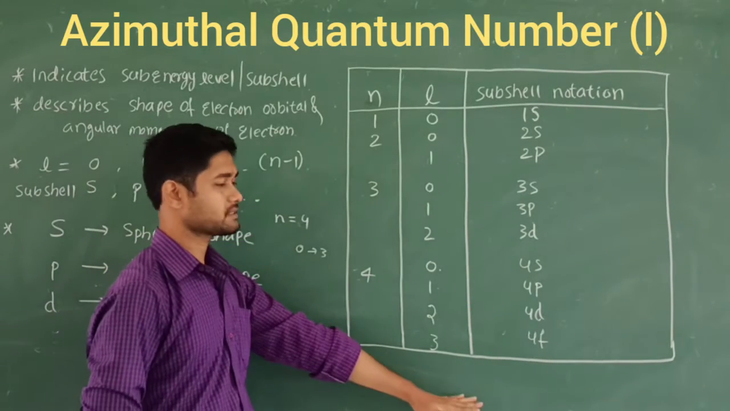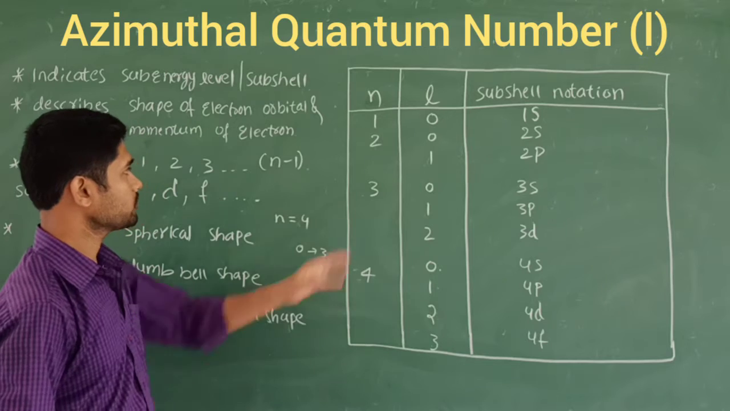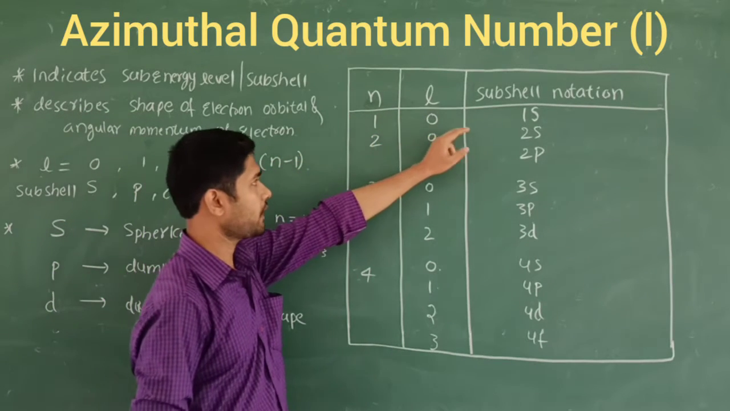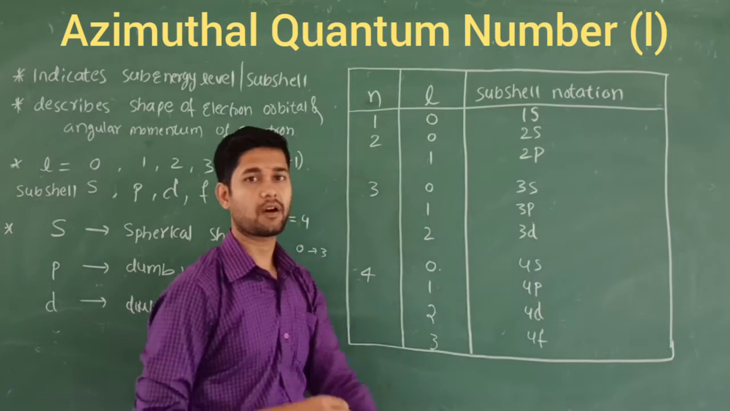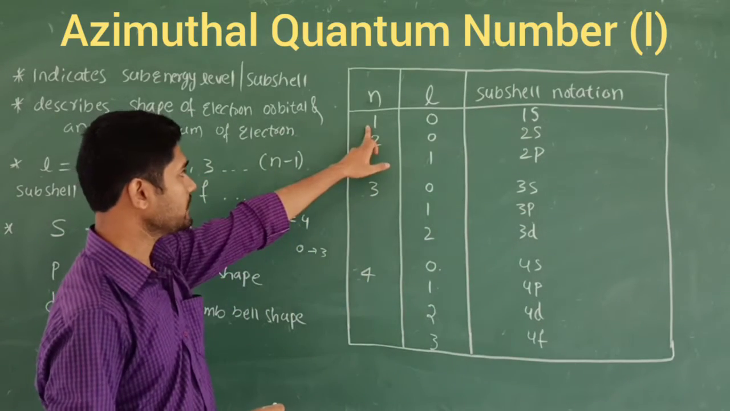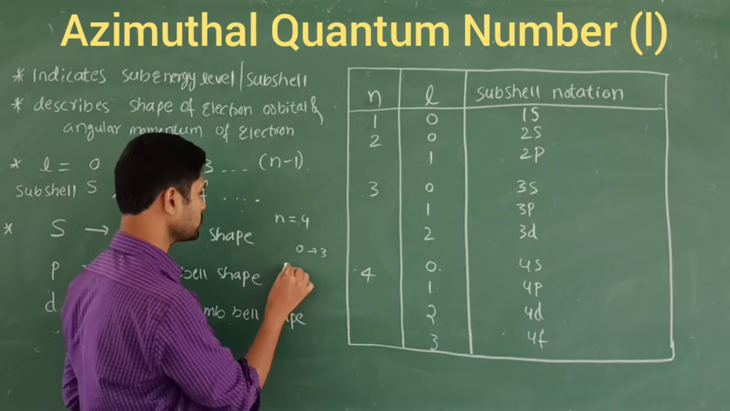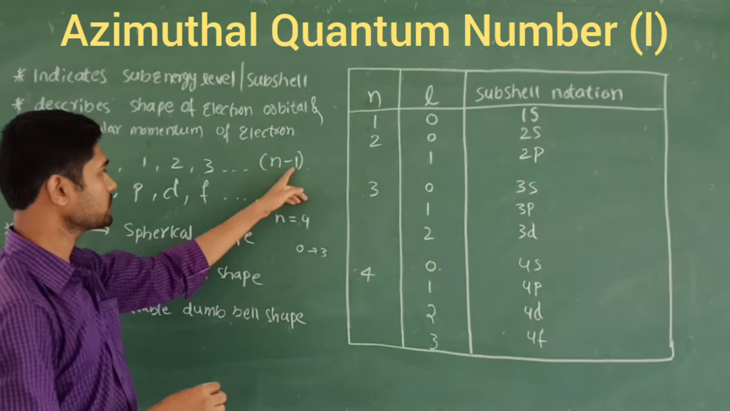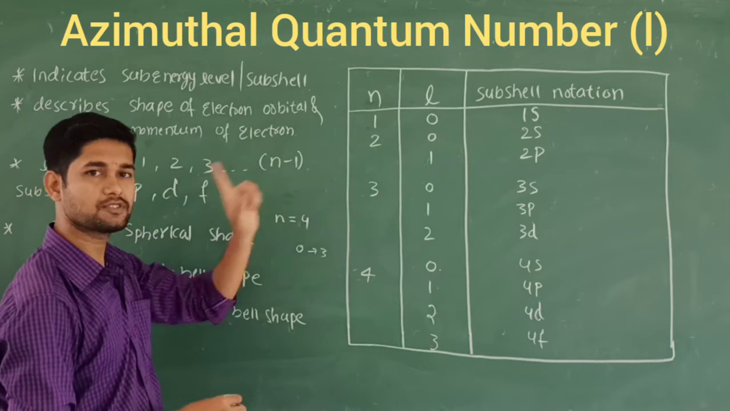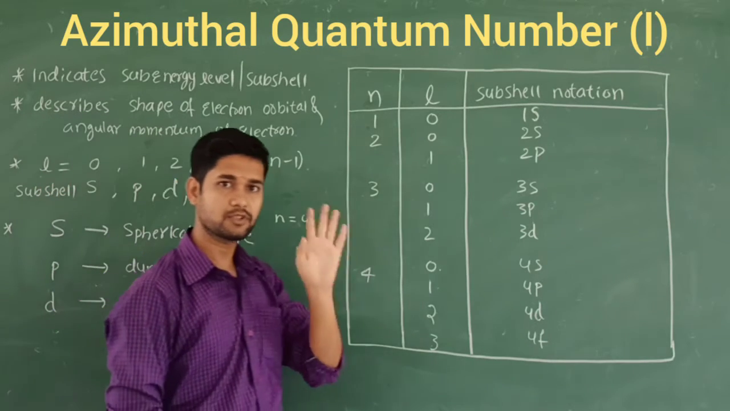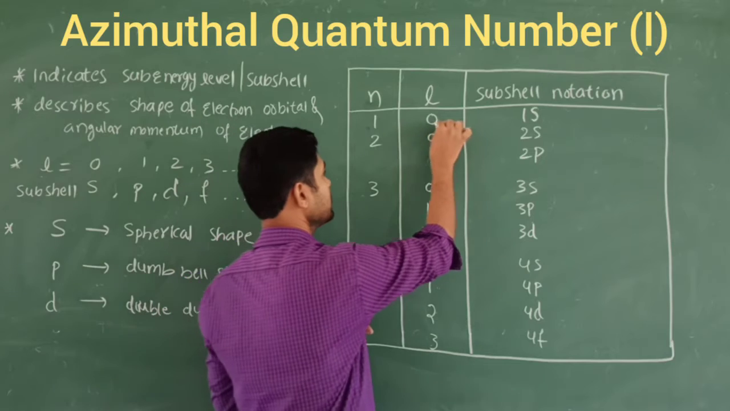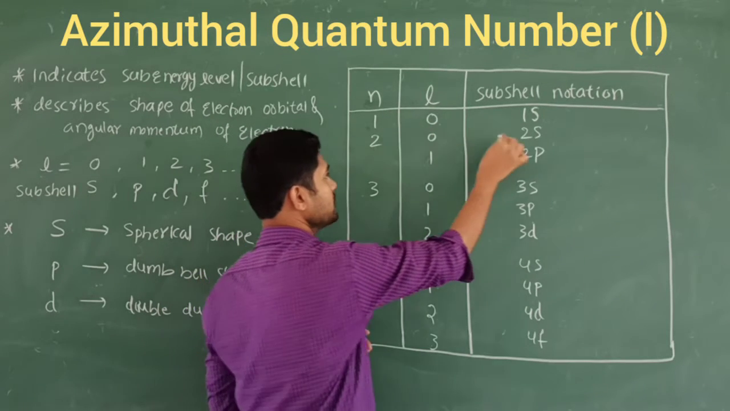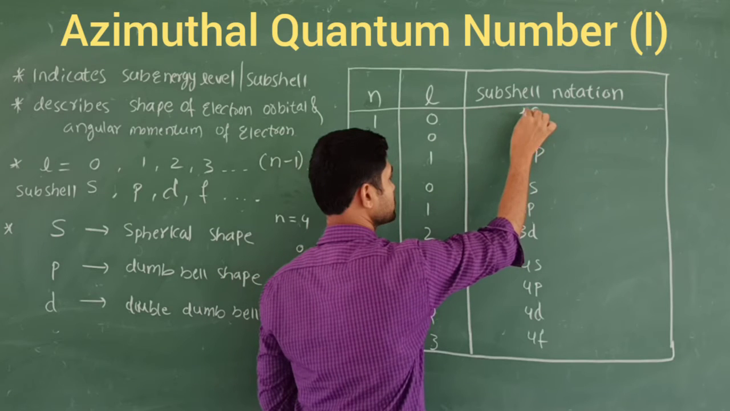So here is a set of designations: the principal quantum number, the azimuthal quantum number, and the subshell notation. How are we going to write these orbitals? For n equal to 1, what is the maximum value of l? It is n minus 1, and 1 minus 1 is 0. So it starts from 0 and ends with 0, so it only has l equal to 0. What is the subshell notation here? n indicates the principal quantum number.